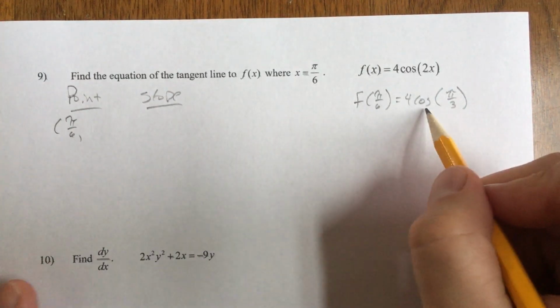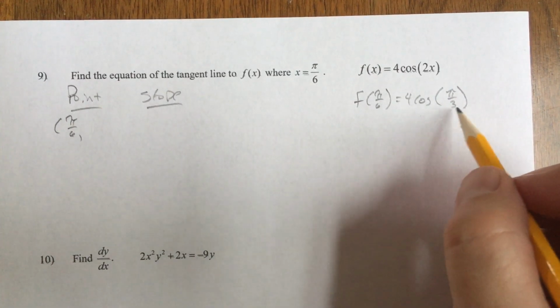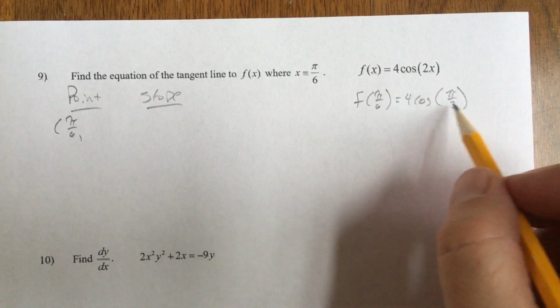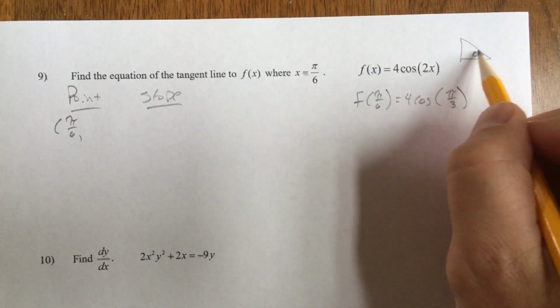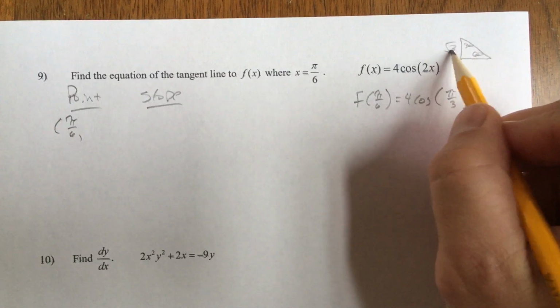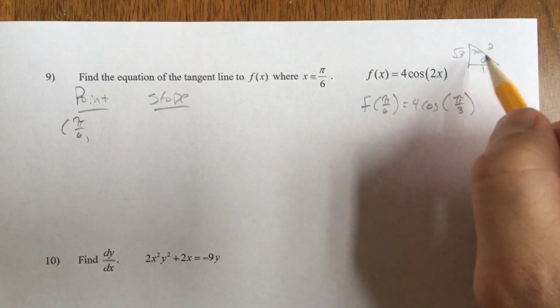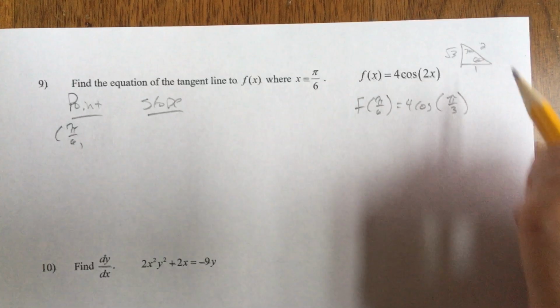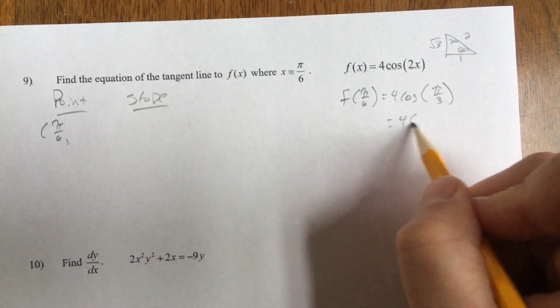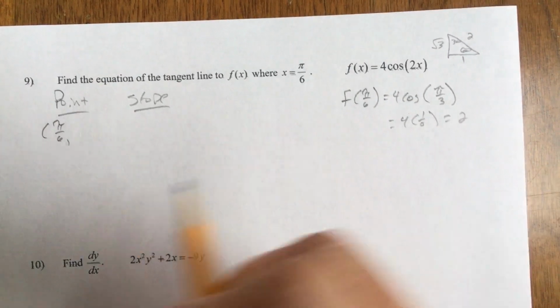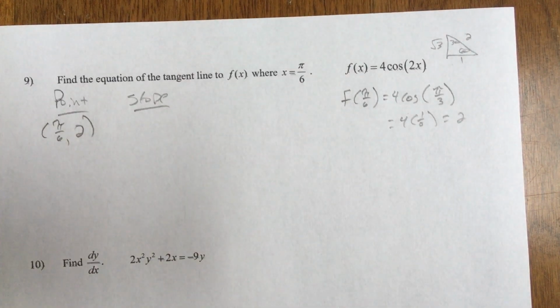All right, so now I think cosine of pi over 3, that's cosine of 60. The side that's right next to 60, if I think about my 30, 60, 90 triangle, goes like this. And the adjacent side is 1, the hypotenuse is 2. So cosine of pi over 3 is 1/2. So this is going to be 4 times 1/2, which is 2. There's my y value.